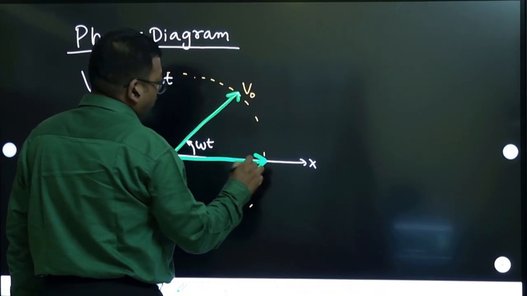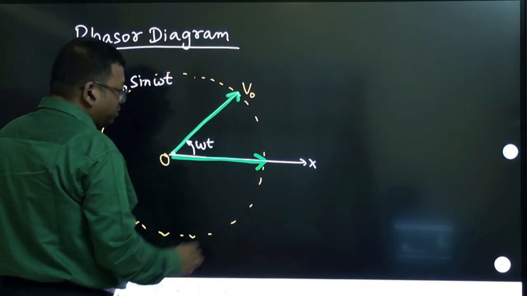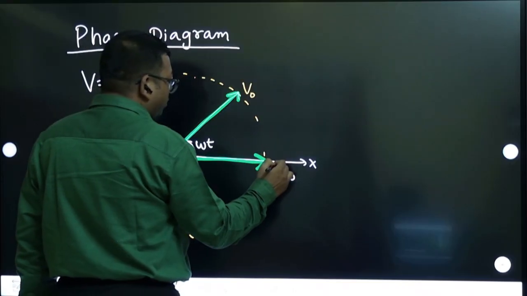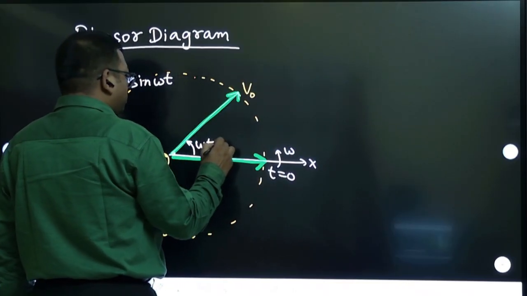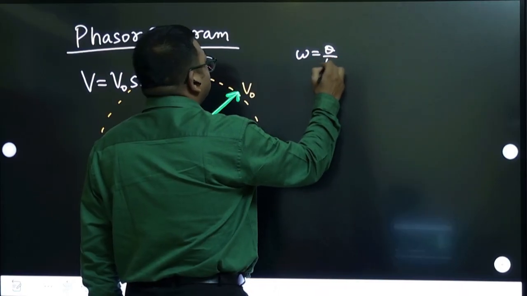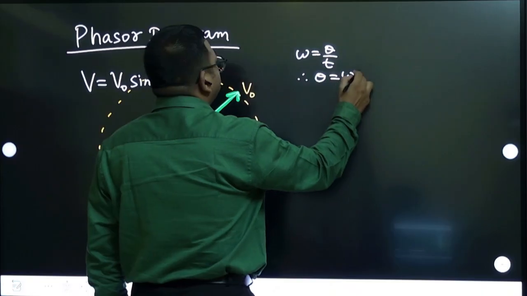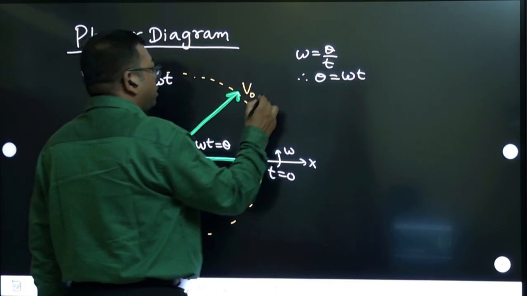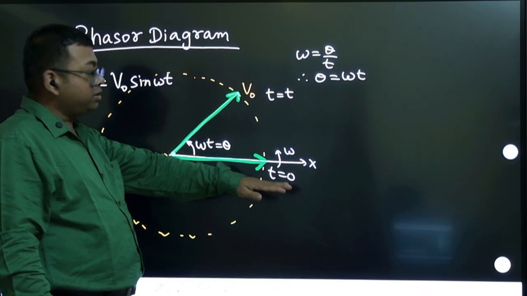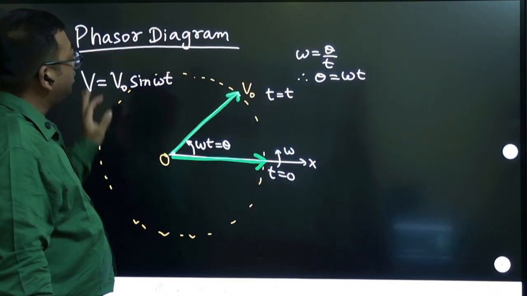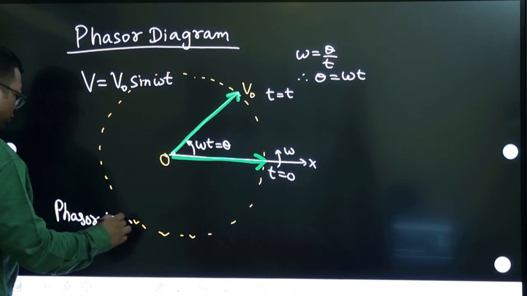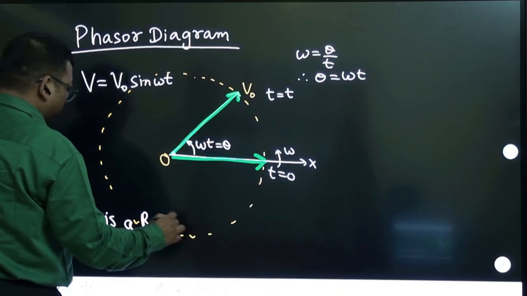So at time 0, this is the position. Because this is rotating with angular velocity omega, this is the angle theta. Omega is equal to theta by t, so theta is equal to omega into t. So at a given time t, it has rotated from here to here. This is the initial position and this vector is gradually rotating. So a phasor is a rotating vector.